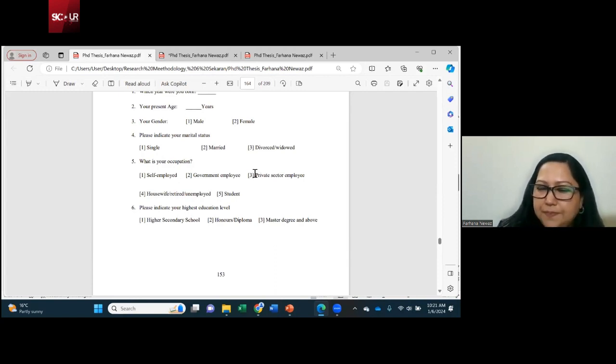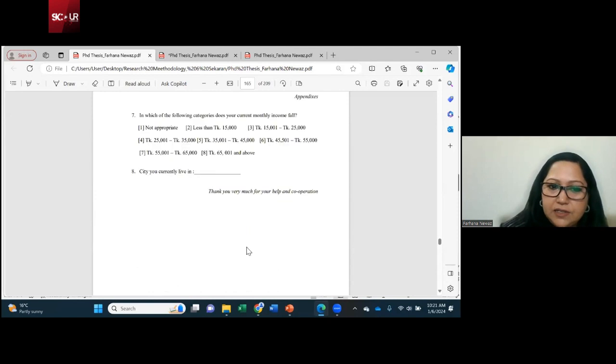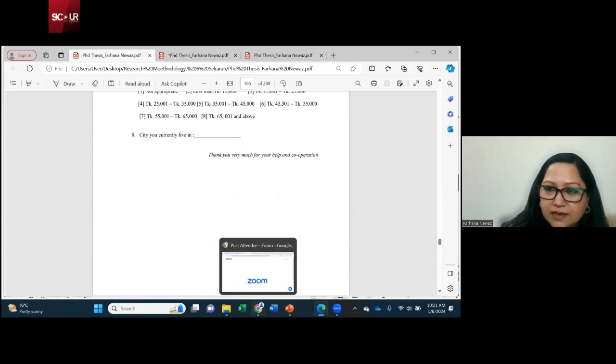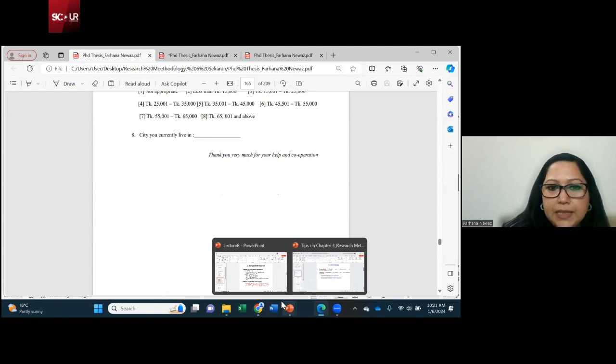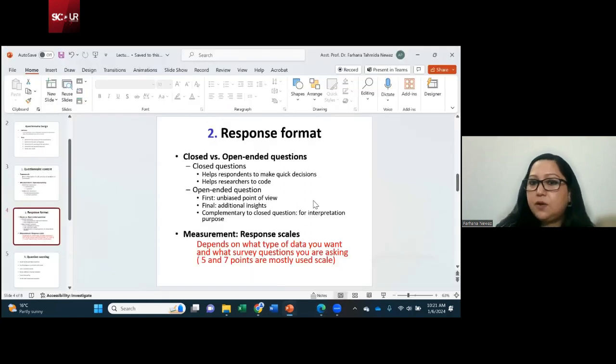This open-ended question can be used together with your close-ended question. It's not that if you are using close-ended questions you can't use open-ended ones. You can use two or three questions to get some additional insight. It's okay; you can do it. Also, for interpretation purposes, the open-ended question will help you, so it is complementary to your close-ended question if you use it as your response format.